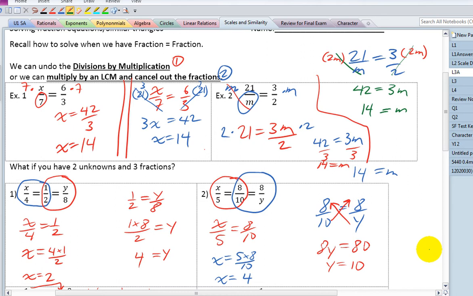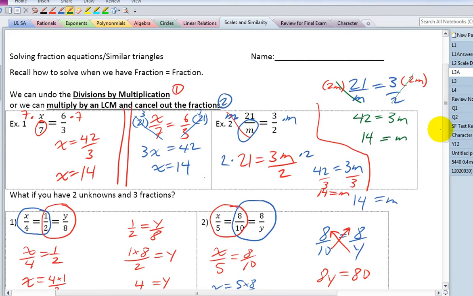But even though you have three fractions, it's like you have two separate questions. You have one question in the blue where you have x over 4 equals 1/2. And you have one question in the red where 1/2 equals y over 8. Then you can solve the two separate questions, and then you can get your answer. So any method now, it's up to you which method you choose.